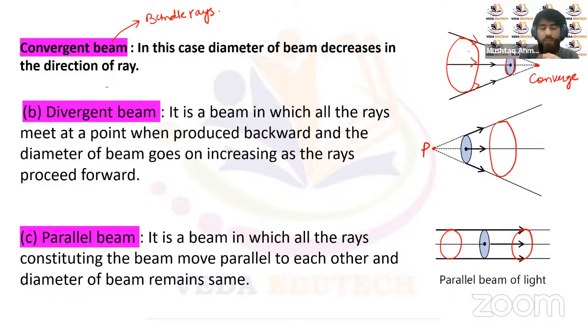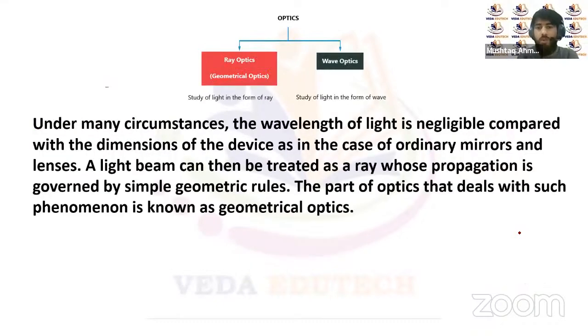One is the divergent, another is the convergent, and the third one is parallel beam. Now, broadly speaking, there are two branches of optics. One we call ray optics or geometrical optics, and another we call wave optics. Ray optics is the study of rectilinear propagation of light, or light travelling in the form of rays.